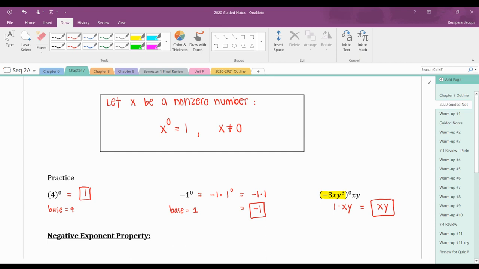Okay, so you just want to make sure anything to the power of 0 is 1, but make sure you know what the base is. If there are no parentheses, you can't include negative signs. Sometimes you'll have terms outside of the parentheses that are not raised to the power of 0. So it really just depends on the problem.